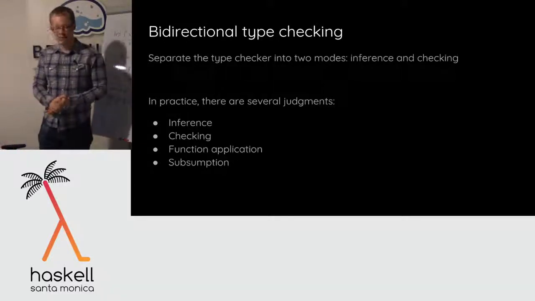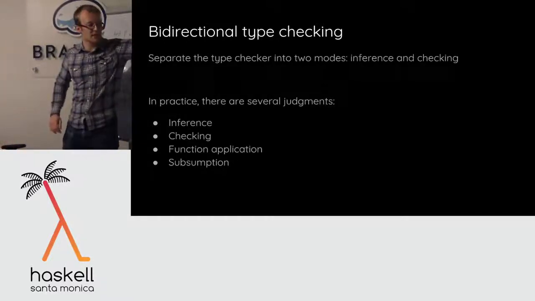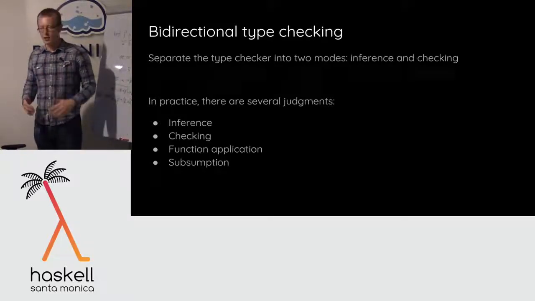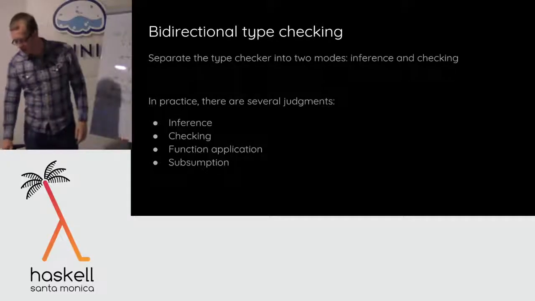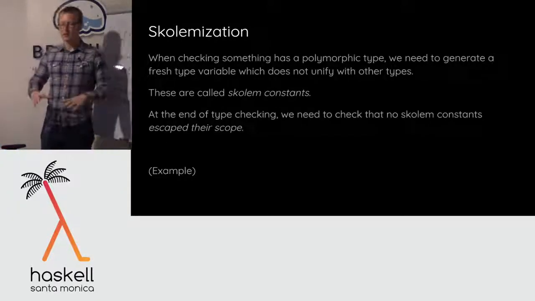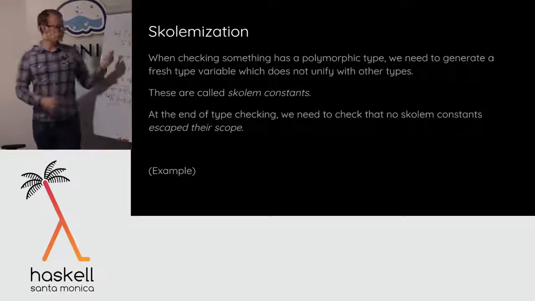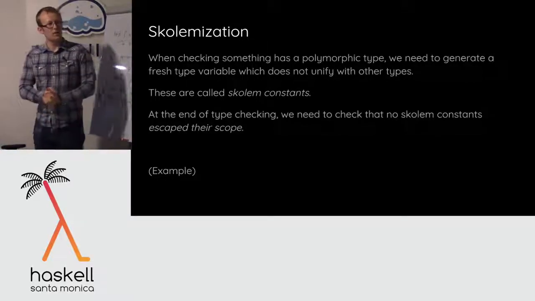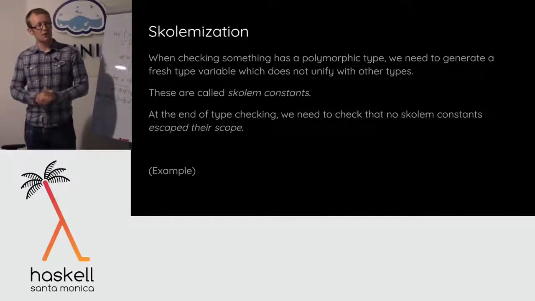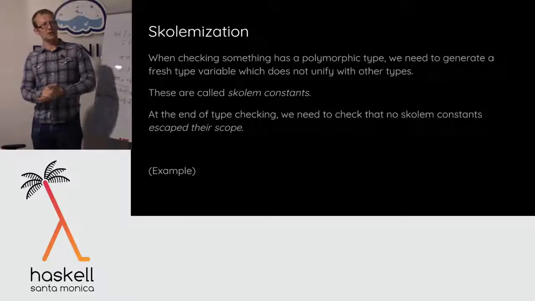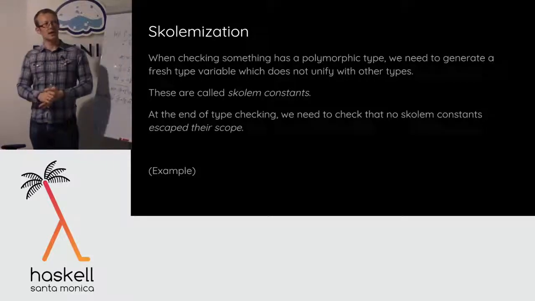So bidirectional type checking is basically these two things, but in practice we have a bunch of different judgments, and they all depend on each other in a bunch of interesting ways. And at the bottom, when you get down to simple types, it basically boils down to unification, and that was this, right? So that's the algorithm in a nutshell. And there's a couple of interesting details, right? So there's this thing called skolemization that we need.